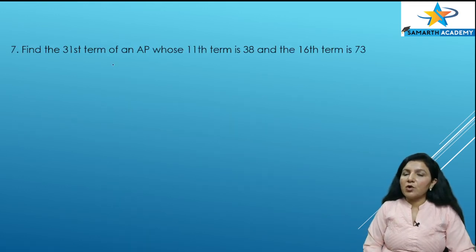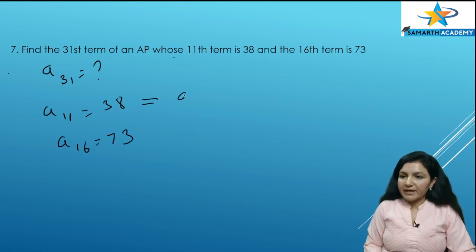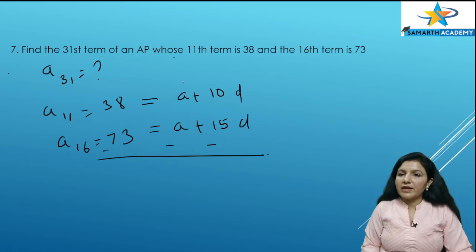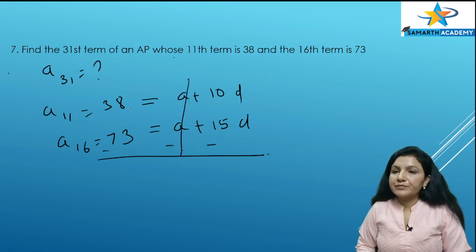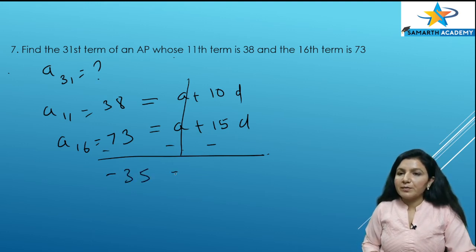Find the 31st term of an AP whose 11th term is 38 and 16th term is 73. A31 is asked. A11 is equal to 38 and A16 is equal to 73. So A11 is what? A plus 10D. A16 is A plus 15D. We will subtract here to eliminate one variable. So A and A get cancelled. 38 minus 73 is minus 35, is equal to minus 5D. Therefore, D is equal to 7.